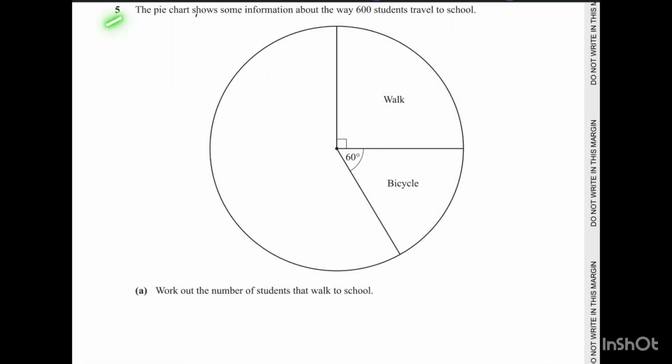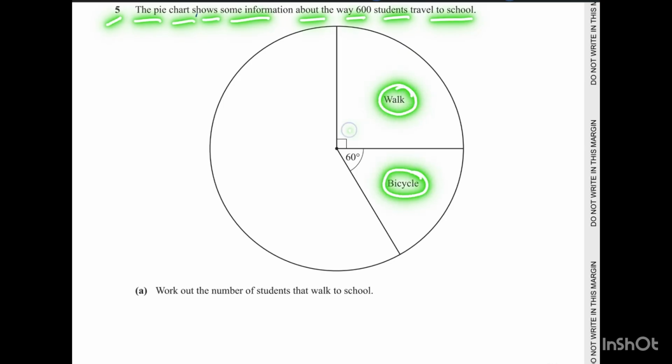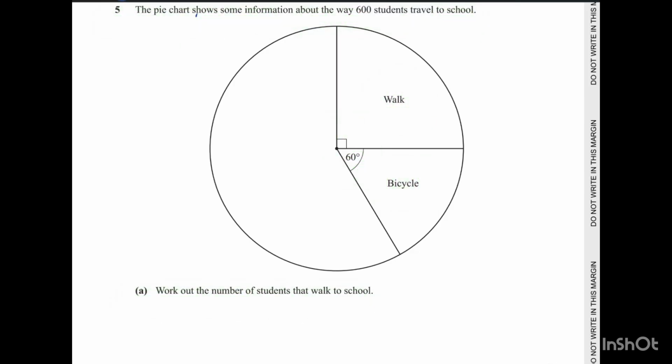Question 5. The pie chart shows some information about the way 600 students travel to school. This is walk and this is bicycle. When you see the angle here, this is 90 degrees and this is 60 degrees. Question A, work out the number of students that walk to school. So now we have the angle given here in the pie chart. We need to find the number of students who walk to school.